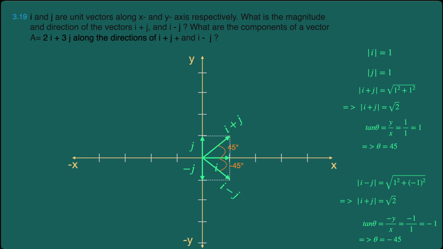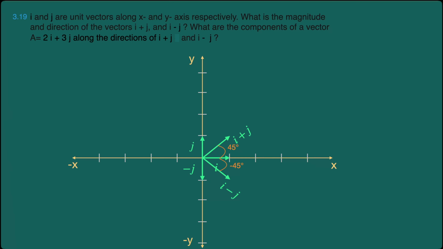In the next part, we'll find the components of the vector a equals 2i plus 3j along the directions of i plus j and i minus j. Now, let's move on to the second part of the question. We need to find the component of vector A along the direction of vector i plus j. First, let's draw vector A. Notice that vector A has a horizontal component of 2 units along the positive x-axis and a vertical component of 3 units along the positive y-axis.